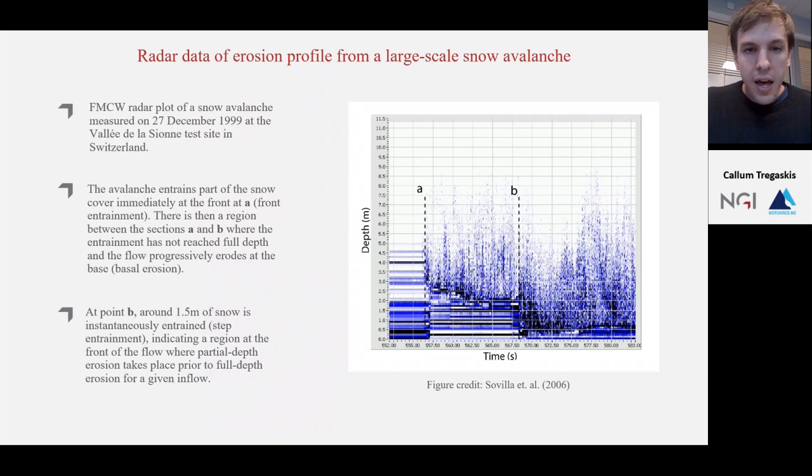So what we see in radar of large-scale avalanches is that the entrainment doesn't happen full depth all at once. We might get this sort of stepping as successive layers maybe break down and are brought into the avalanches, or there might be other things going on. So we need more sophisticated modeling in order to capture such a feature.